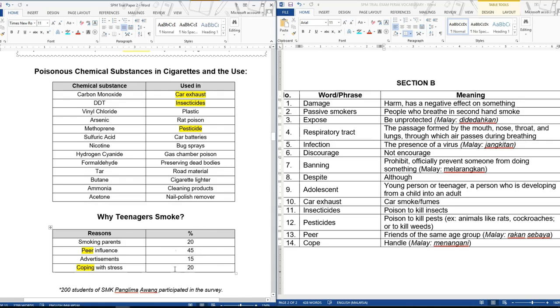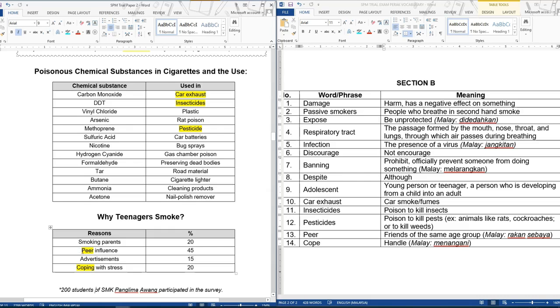Now keep in mind, this is the percentage. So you will need to see how many respondents there are in total in order to find how many people responded here. Okay, so this one is extremely important. This sentence right here. 200 students of SMK Panglima Awang participated in the survey. So there are 200 students, and you need to convert this percentage based on the total respondents here, which is 200 students.